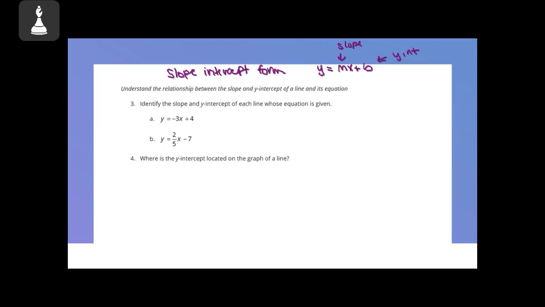If you see in 3a, it says y equals negative 3x plus 4. Tell me what the slope is and the y-intercept. Well, the slope is the number attached to x, -3. It is not -3x. It is just the number -3. And then the y-intercept is a point on the y-axis. So y-intercept is always going to be written as a point, 0, comma, the y value, and the y value here is 4.